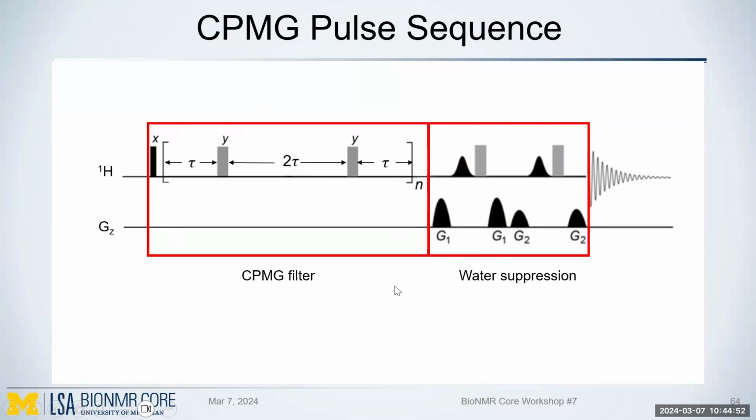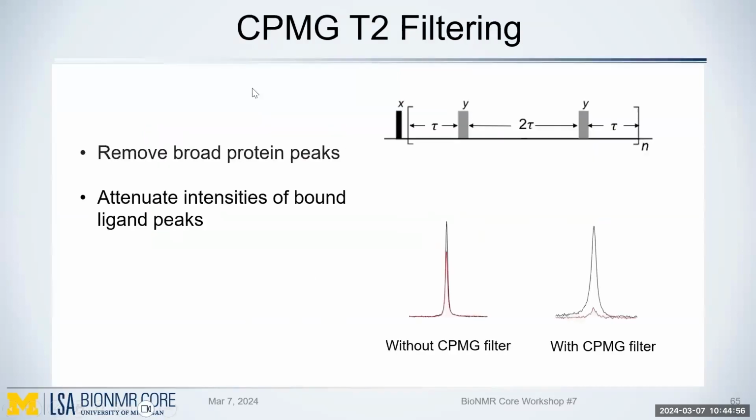So why do we want to add the CPMG filter in this experiment? This CPMG filter has 2 purposes. First, it is used to remove the broad protein peaks, and this purpose is very similar to the spin lock pulse that we use in the saturation difference NMR experiment. So you can remove the broad background peaks from the proteins. And then it can also attenuate the intensities of bound ligand peaks.